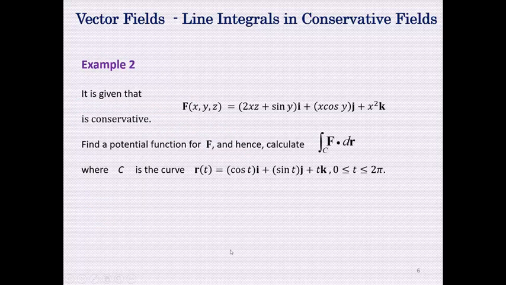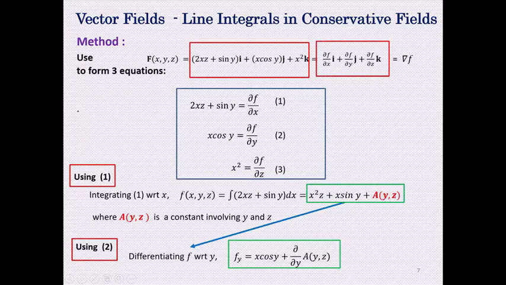Example 2 is more complicated for two reasons. Number one, this is a 3D field, so much more work is expected to be done. And secondly, we are not given the potential function. So in this example, I will show you the method for doing so. To find the potential function for a conservative field in a 3-dimensional space, we have done a similar example in the 2D space. And as you soon find out, the method is the same.